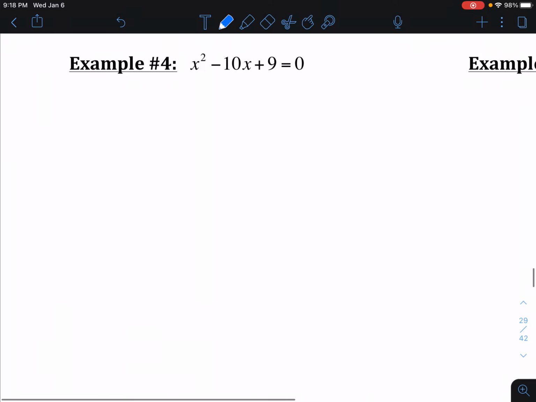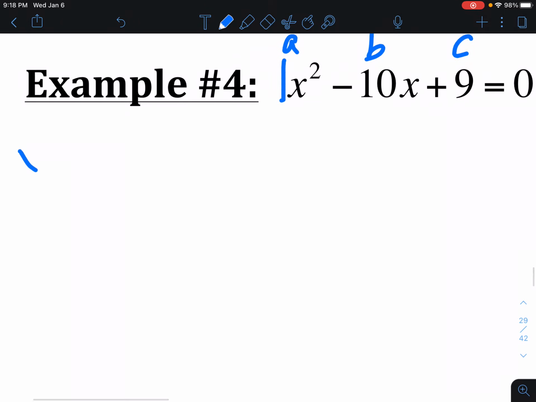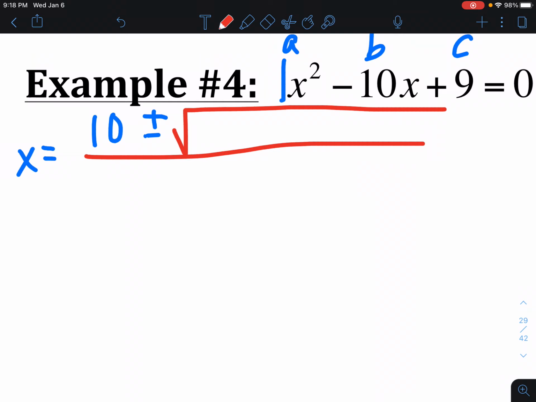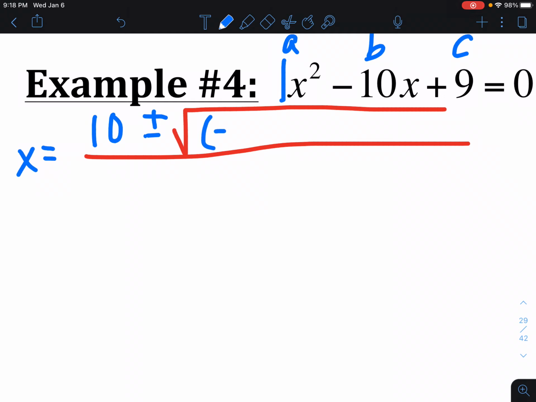Example 4. So here it is set equal to 0. A is invisible 1. B is negative 10. C is 9. So let's substitute into the formula. So negative b would be double negatives again to be a 10 positive. Plus minus big square root with a big fraction. In the square root would be b squared minus 4 times a times c. In the denominator, 2 times a.